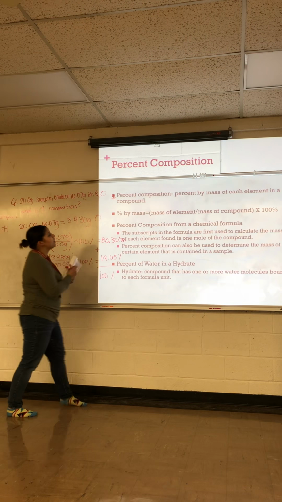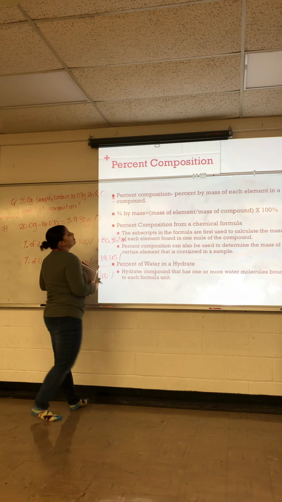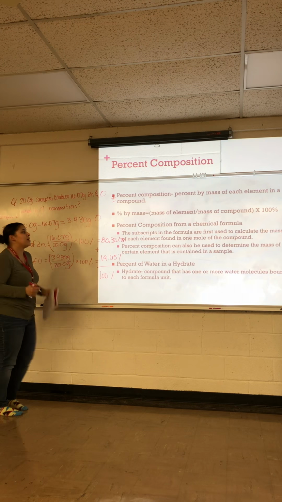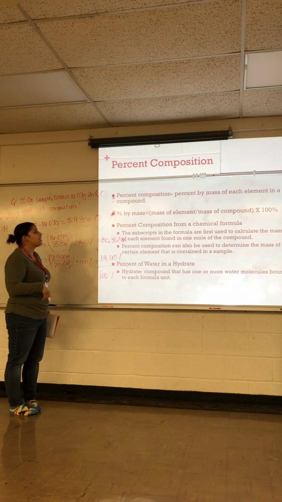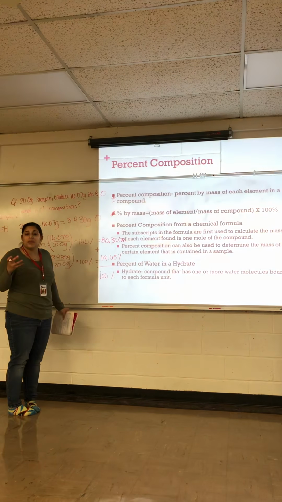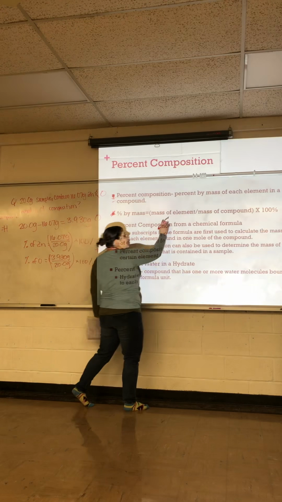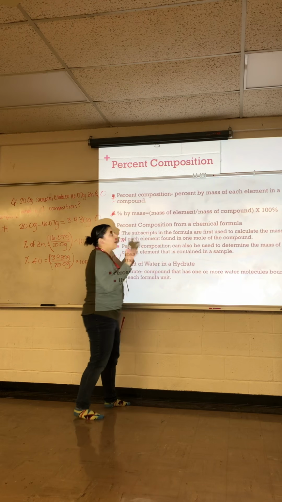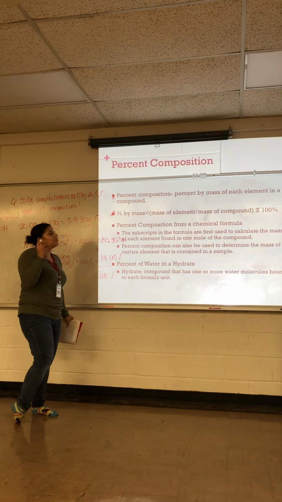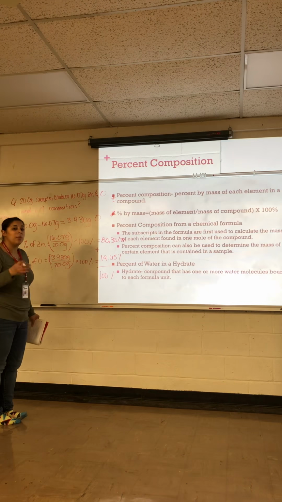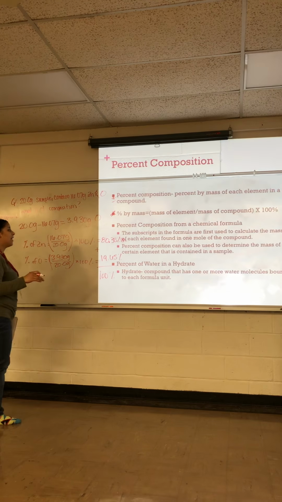Percent composition, you need to underline this, star this, or highlight this. This is percent by mass of each element in a compound. And this is the equation used to find percent composition. What that basically means is that if I know the mass of the element and the mass of the compound, I divide and multiply by 100%, and that will tell me percent-wise how much of that particular element makes up that compound.